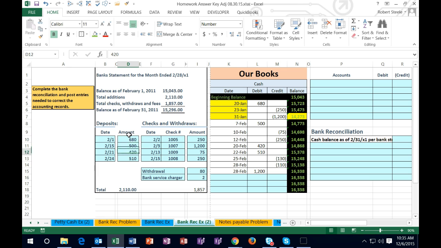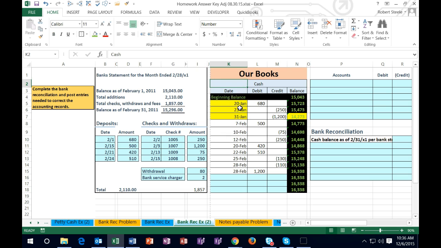Here's the deposits and that add up to this 2110. Those are the dates of the deposit on this side. And then we have the checks over here that are decreasing our balance, and the other items being, in this case, a withdrawal that we went to the ATM and drew money out, and bank charges, and that adds up to the decreases here. We're also going to take a look at our books.